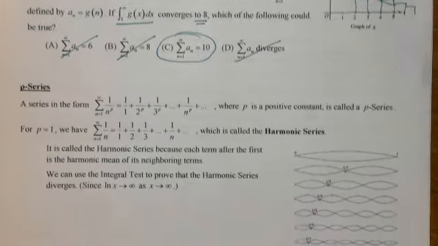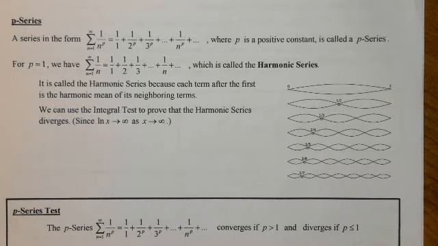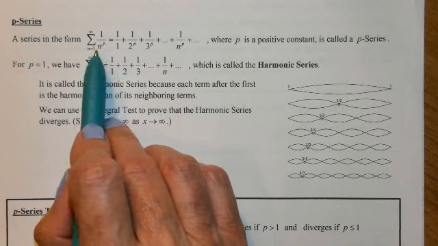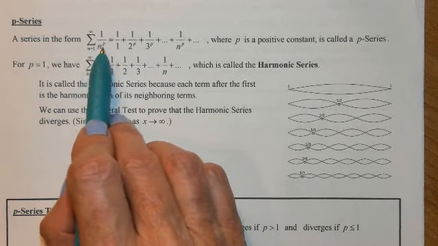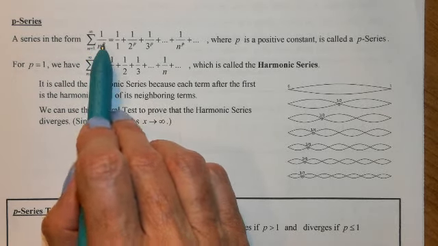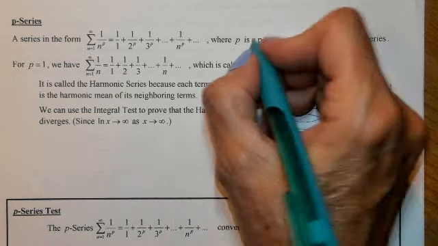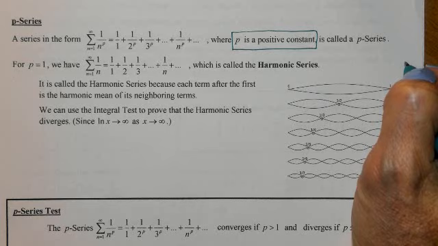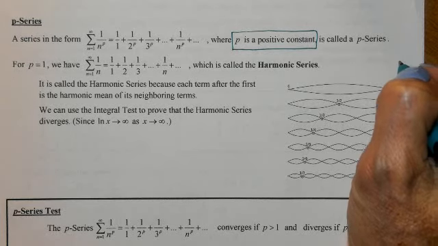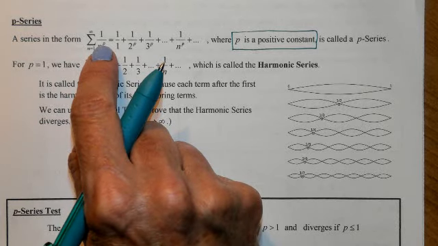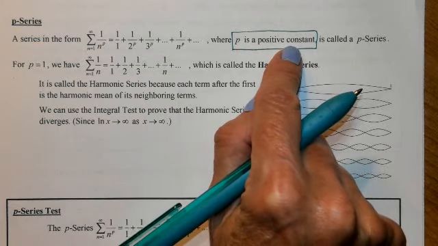All right. Let's take a look at p-series. So a series in the form 1 over n to the p. Remember, n is what's changing. It's the variable that's changing in your series. P is a positive constant. When you see p, think it needs to be positive, okay? And it's a constant. So maybe it's a 2, or a 3, or a 5, or a pi, or a 0.1, or a 2.3. It's a positive constant, all right?